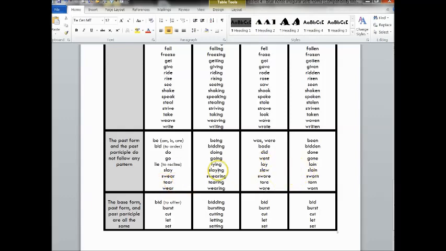You might use that word in your movies at the end of the year. And then we have swear, swore, sworn, tear, tore, torn. That's one many students get wrong. And wear, wore, worn. This one seems to give students trouble, so you might want to look at those.